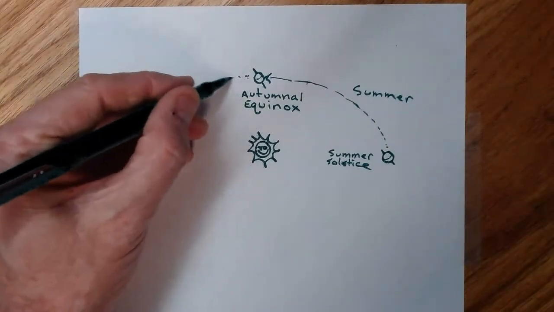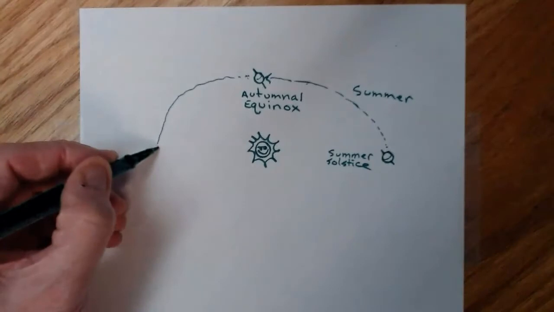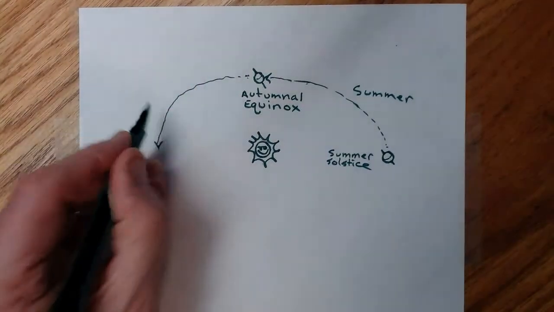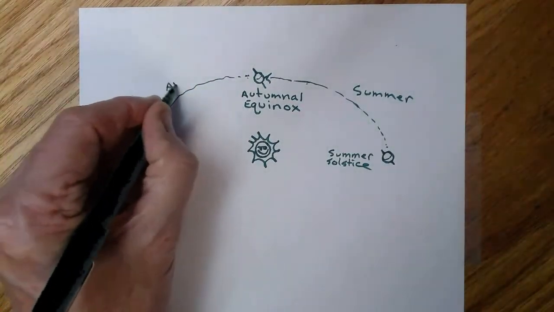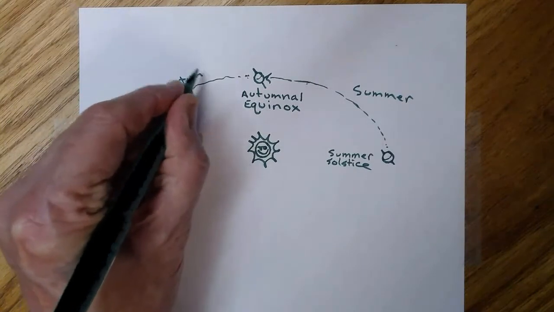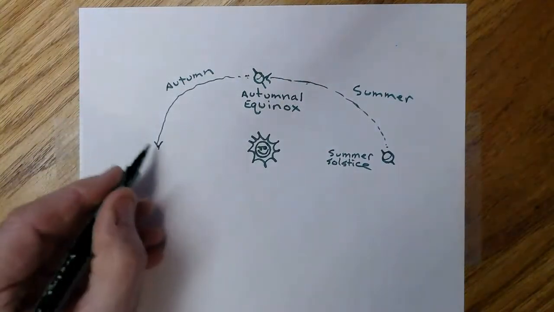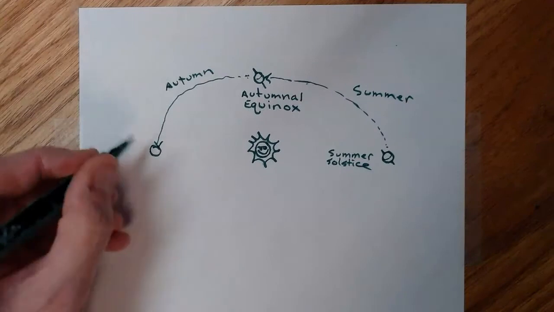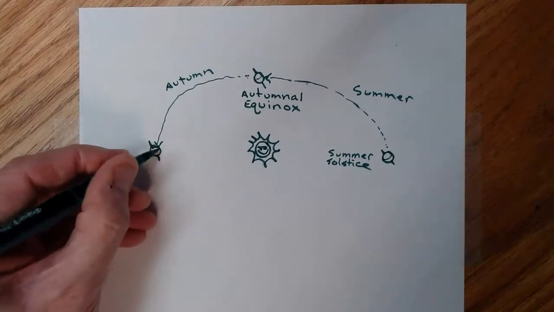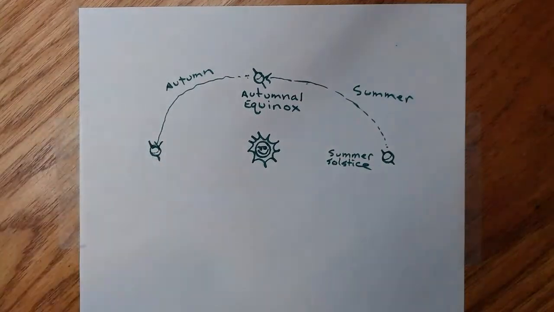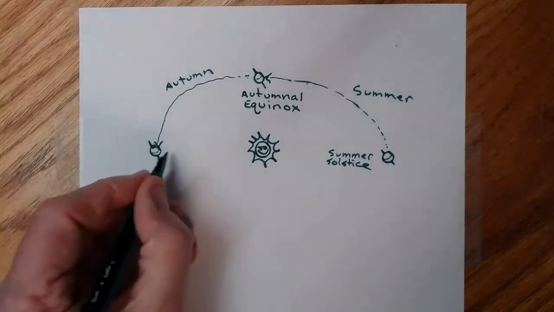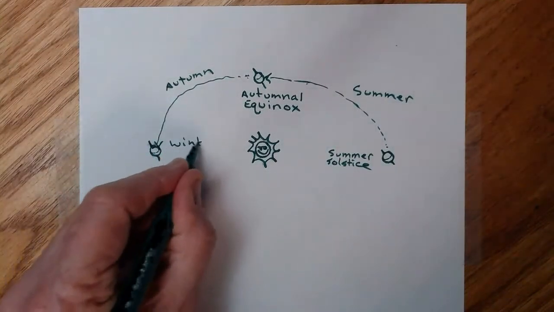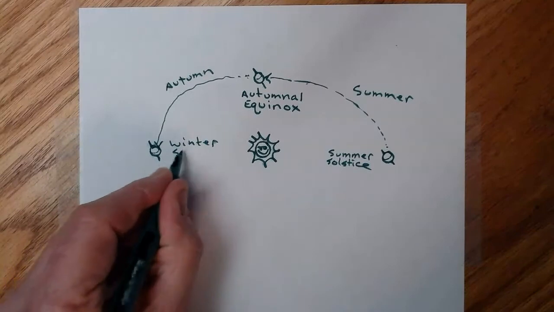Okay, so it goes around some more, and here we have autumn. And the days here are also getting shorter, right? Until you get the shortest day of the year, where it's the maximal tilt away from the sun, and that would be the winter solstice.